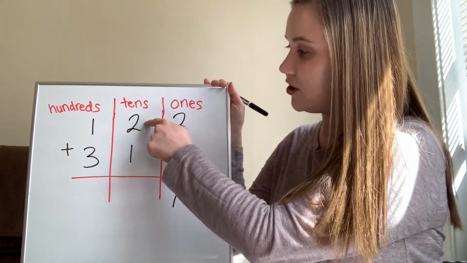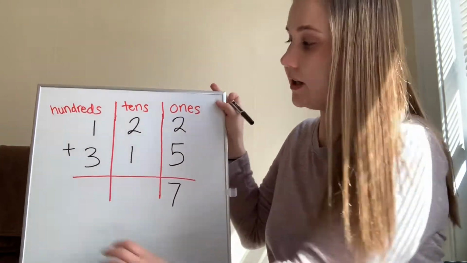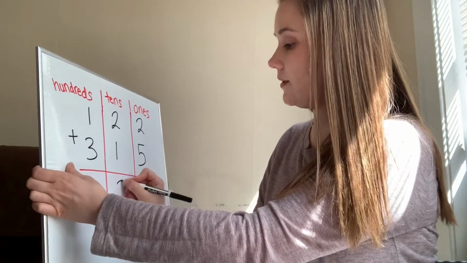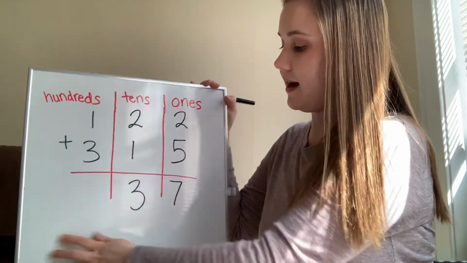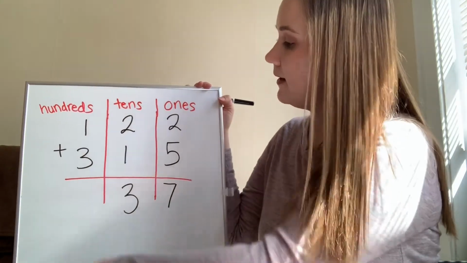Now let's add the digits in the tens column. We have 2 plus 1. 2 plus 1 equals 3. So I wrote a 3 underneath the tens column.